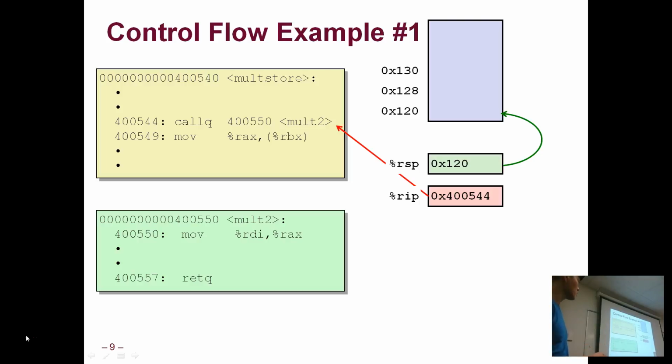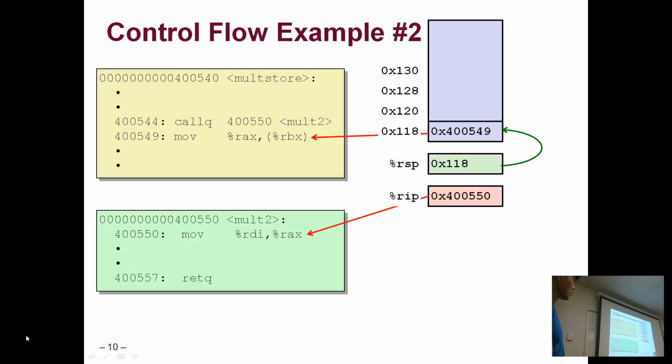After this call, you see that this instruction that you want to return to is here, 400/549. So when you issue the call, you push 400/549 onto the stack, and then you update the stack pointer to point to it. So now the return address is at the top of the stack. You replace the instruction pointer with the destination address. And that puts the processor in the mult2 function. It starts executing mult2.